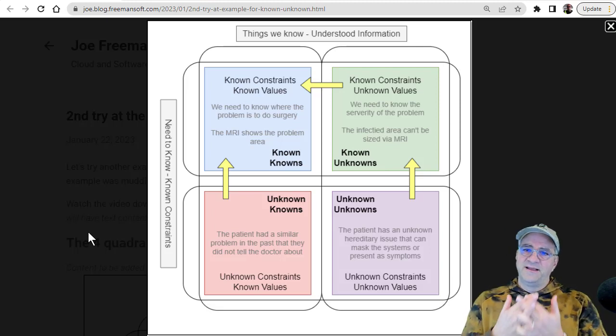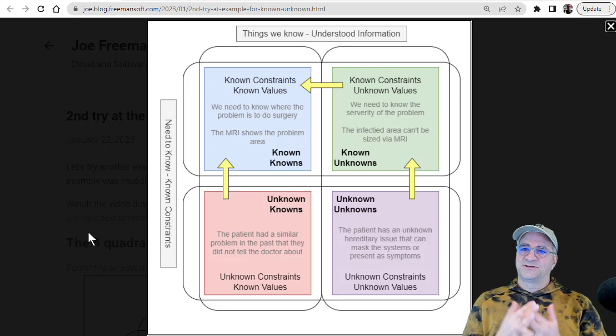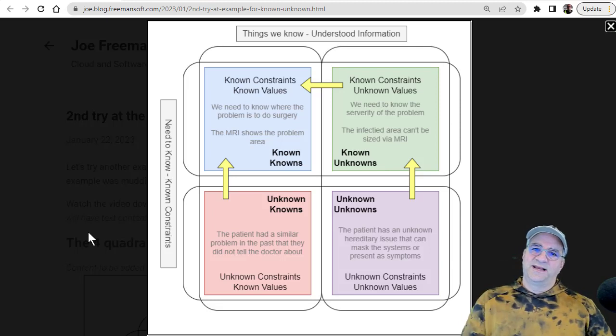We will convert that known constraint. We need to know the severity to plan what kind of technique we're going to use or how long to take, or do we need backup surgeons? I don't know, anything else, right? So in that case, the good news is we know we need to know something, and we may pick a couple alternate paths to gather the data required to cover that constraint.